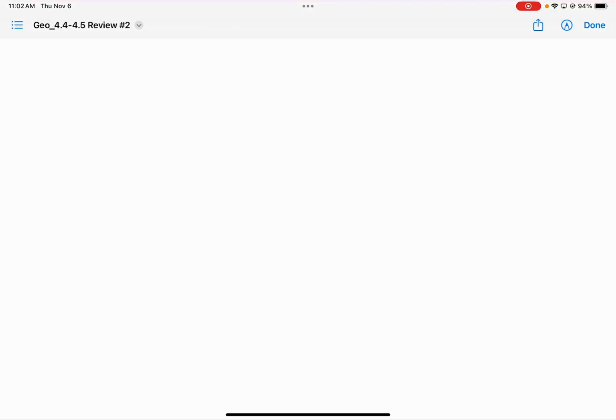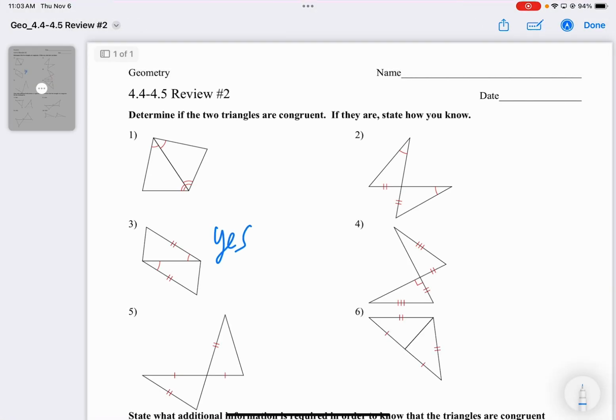Side, angle, side for that one. So yes, side, angle, side because of that reflexive side that's there. Okay, cool. What about number 4?